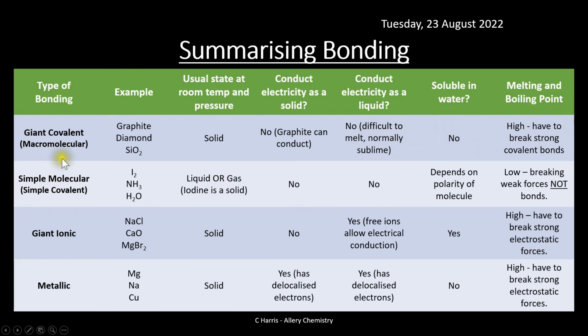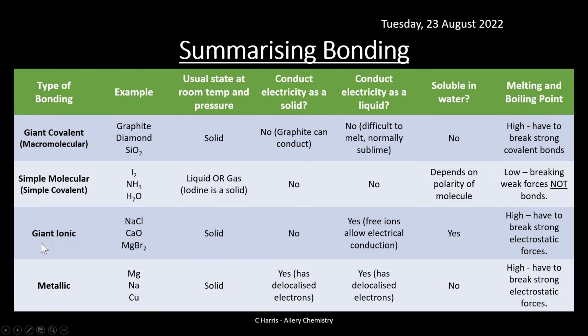Simple molecular, so these are your simple covalent structures like water and ammonia, for example, and iodine is another one. These are generally liquid or gas at room temperature and pressure. Iodine is solid, a bit of an exception. They don't conduct electricity as a solid nor as a liquid. They're not massively soluble, but it depends on the polarity of the molecule, as mentioned before. And they have low melting and boiling points. They're not giant structures like graphite or diamond.